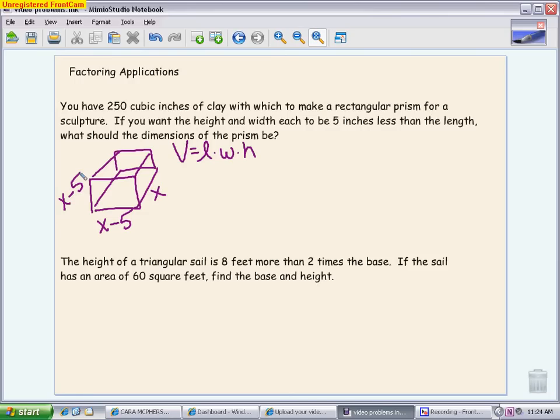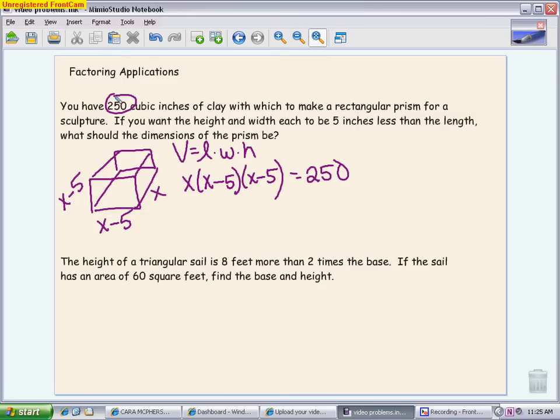What I know is if I multiply them all together, so if I take x times x minus 5 times x minus 5, and that can be done in any order, I'm going to get a volume of 250. That was given to us. This is a great problem because it reviews how you multiply, and then it also reviews how you factor. So it does both parts of the chapter we've been working with.